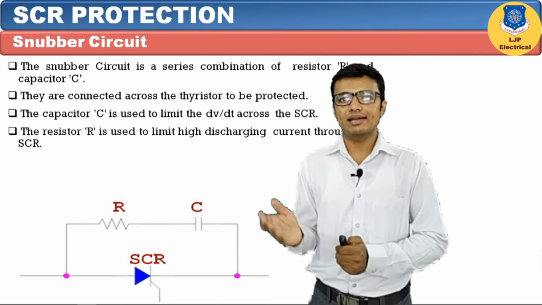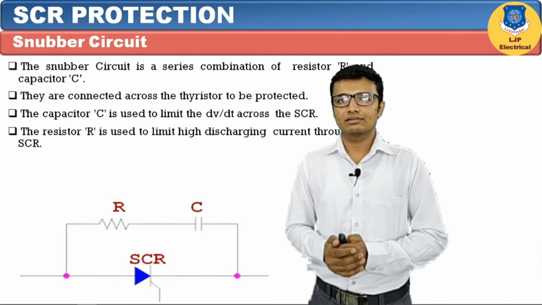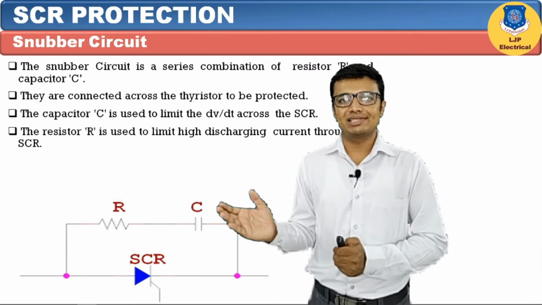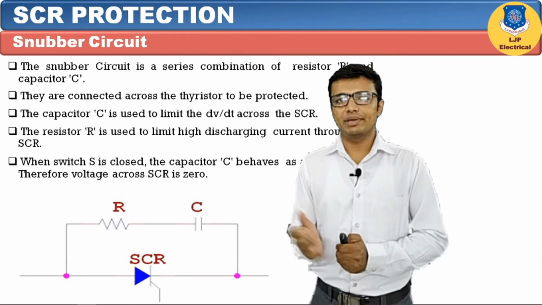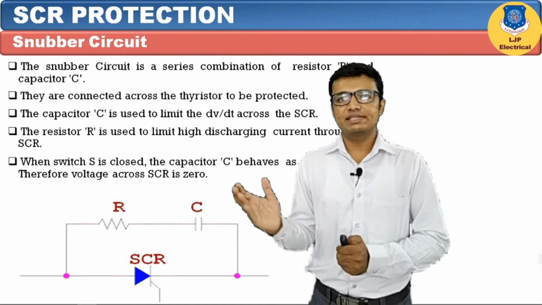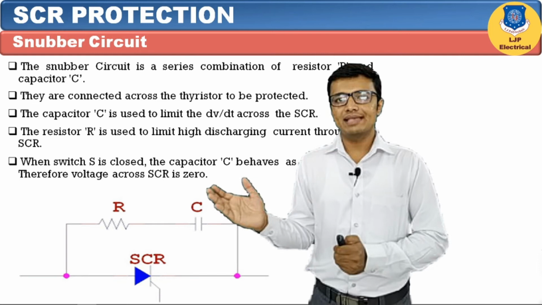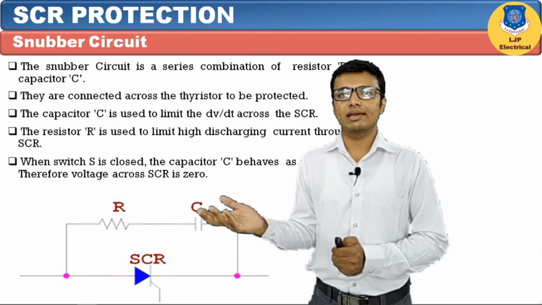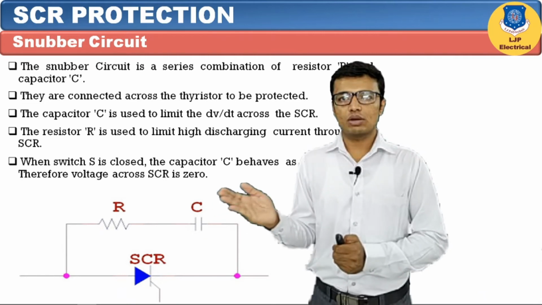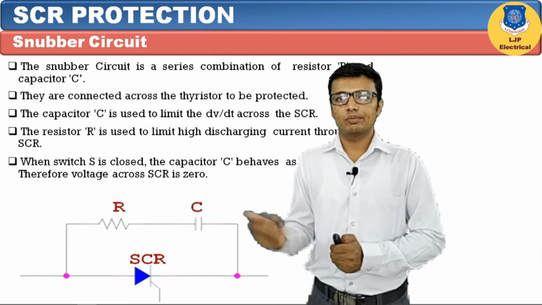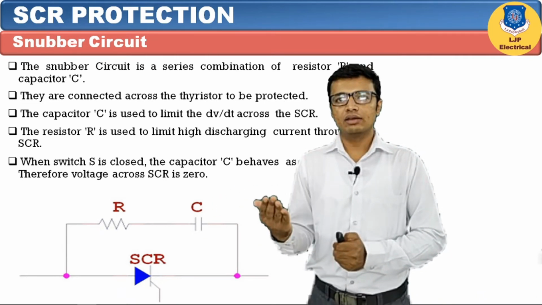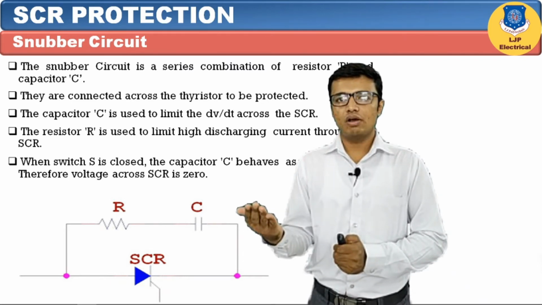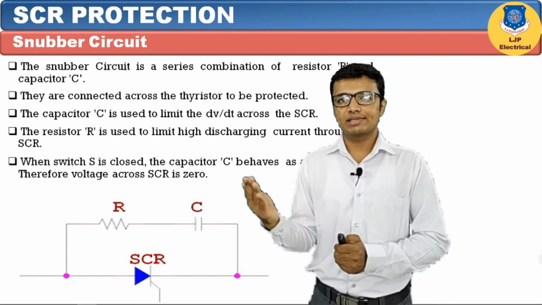This resistor is used to limit the high discharging current through the SCR, and it also limits the current passing through the capacitor during the discharging or charging period. If this switch is closed, it means the SCR is turned on, and this capacitor will behave as a short circuit. At that time the voltage across this SCR will be 0. If the supply voltage is very high or low, the capacitor opposes the rise or fall of voltage across the SCR.